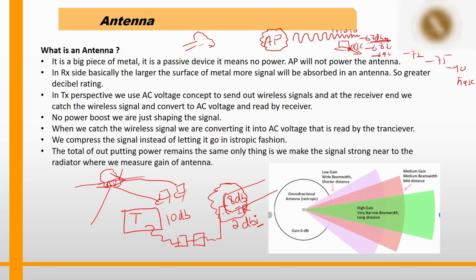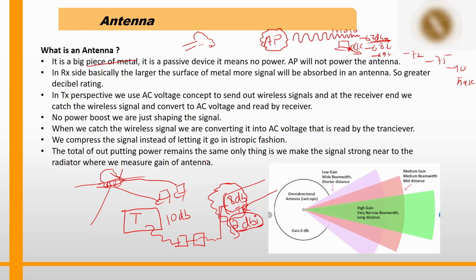So the first step you want to understand is this 2 dBi gain, whatever it is getting, how is it getting it? I am not putting a power source here and boosting the signal. It is just a piece of metal. Then how has it got the power? What is making it increase the power?